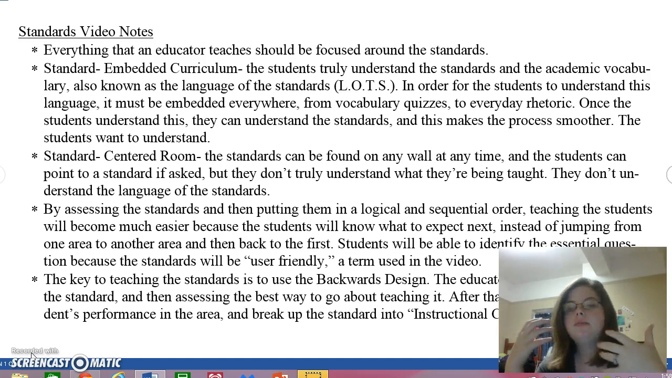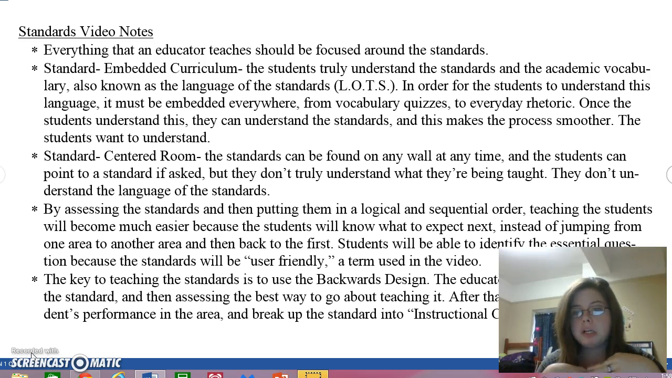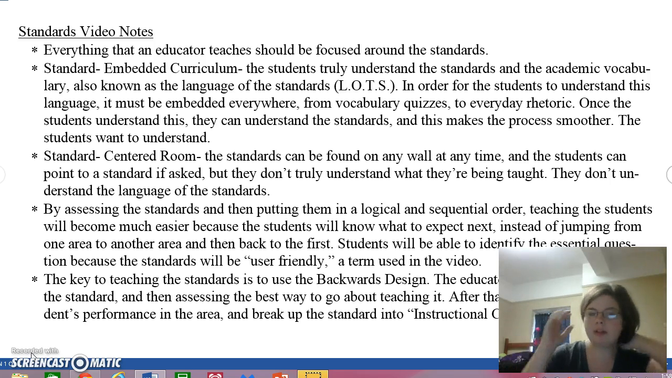But standard-centered is very different. If you walk into a standard-centered room, you can look around, and the standards will be over there, and over there, and over there, and they're all over the walls. But if you ask the student what that standard actually meant, they'd read it off to you, but they'd have no idea what it says. They couldn't put it in their own words. So that's why those two are very different.